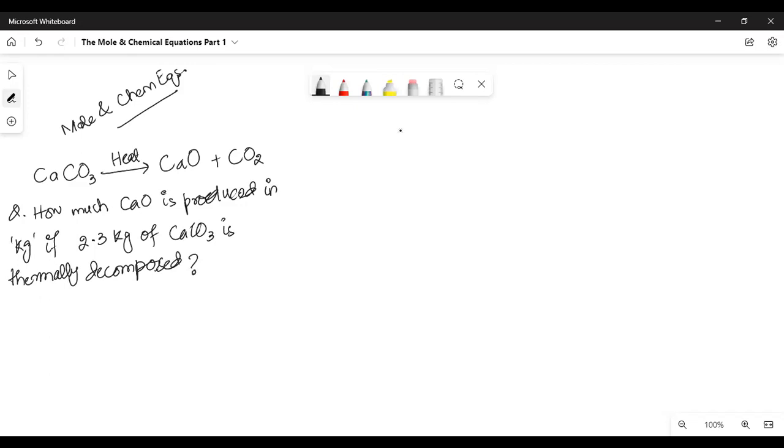Now, what would you do with this kind of question? Okay. Now, I hope you understand what the question is about. The question is about that we are going to calculate the amount of calcium oxide produced, and that too in kilograms, not just in grams, if we're going to decompose 2.3 kilograms of calcium carbonate. Now, with this kind of question, what you're supposed to do is that, first of all, balance the equation if it's not balanced.